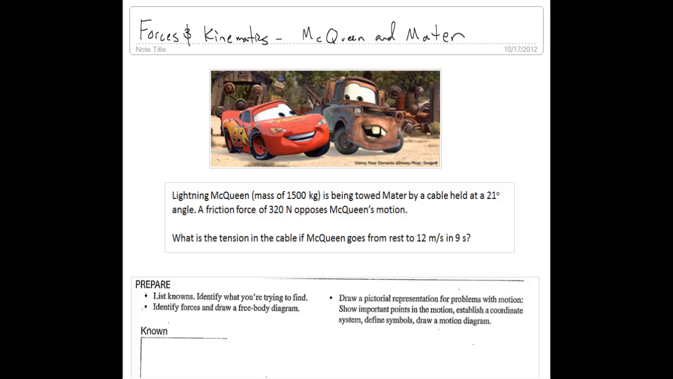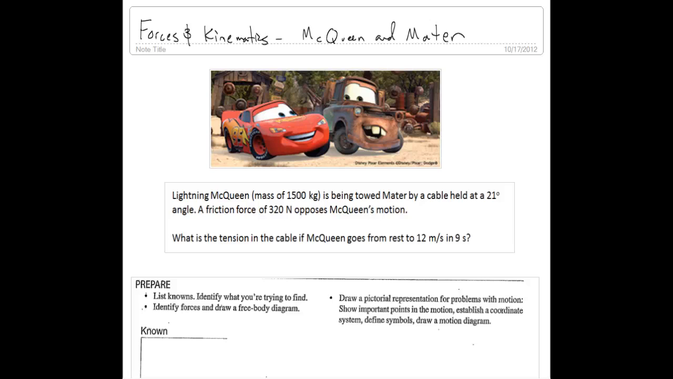So let's consider Lightning McQueen. Say he has a mass of something like 1,500 kilograms, and he's being towed by Mater by a cable that is held at a 21-degree angle. There's a friction force of 320 newtons that opposes Lightning McQueen's motion. What Mater would like to know, in adjusting his motor, is what is the tension in the cable if McQueen accelerates from rest to 12 meters per second in around 9 seconds. So that's our setup: a car, Lightning McQueen, being towed at an angle, and we want to know what the tension in the cable is.